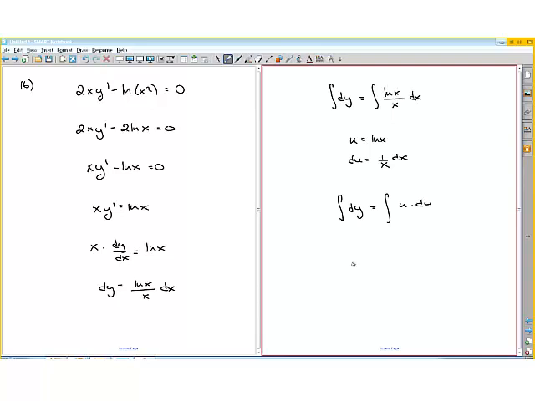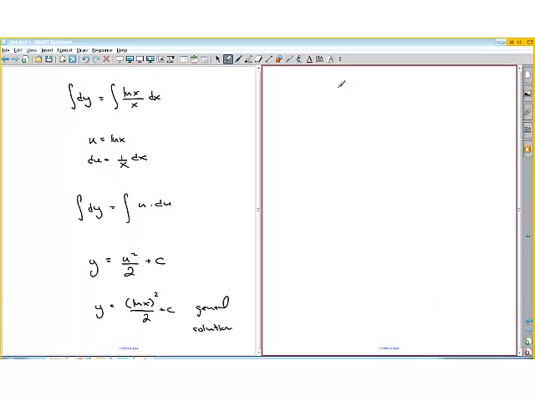Now we can integrate both sides. So we get y is equal to u squared over 2 plus our arbitrary constant. We substitute back in, and so we get y is equal to the quantity natural log of x, squared, divided by 2 plus c. So this is our general solution because we have our arbitrary constant. We have solved explicitly for y.